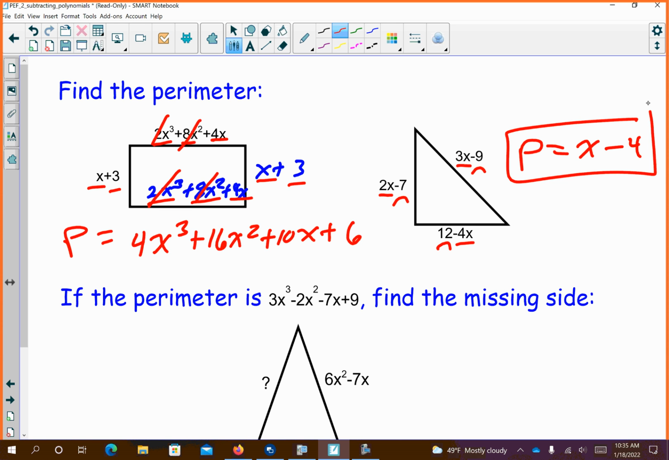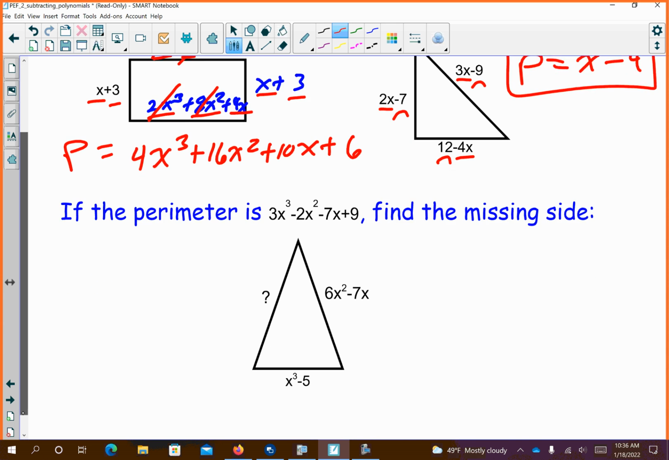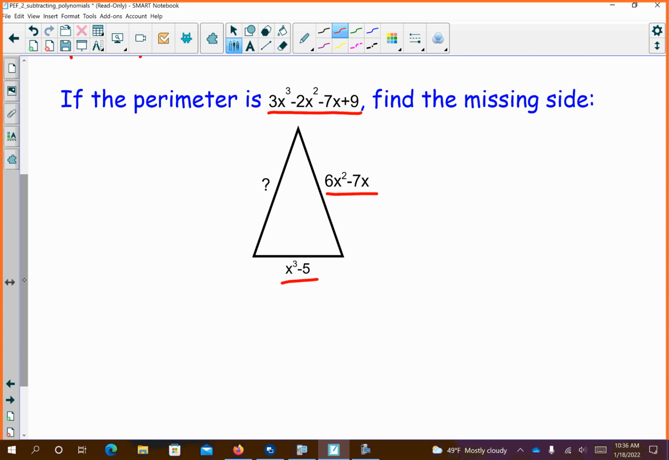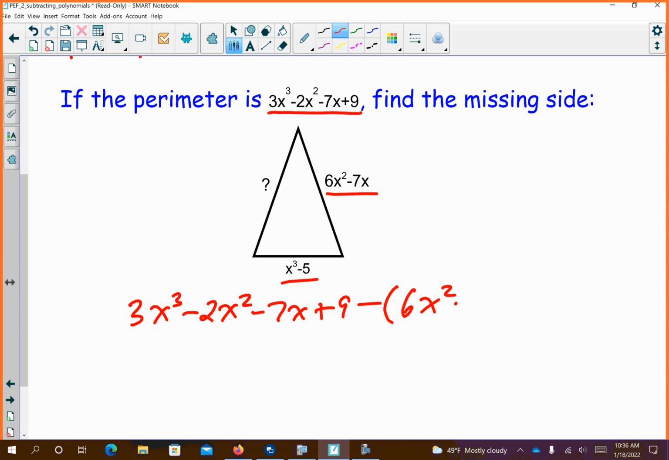All right. Seem okay? My math seem like it's sort of kind of correct. All right, so notice this last one. We have a perimeter of this. And then we have two of the sides that we know. Okay? All right, so I know that I have 3x to the third is the entire perimeter, minus 2x squared, minus 7x, plus 9. And if I subtract this side, and I subtract the other side, I should be able to do it. Now, if I had a negative preceding parentheses, I need to make sure I distribute.